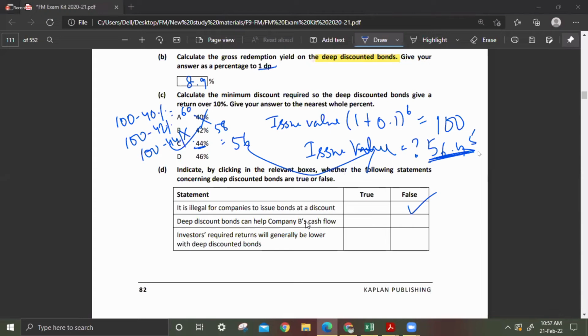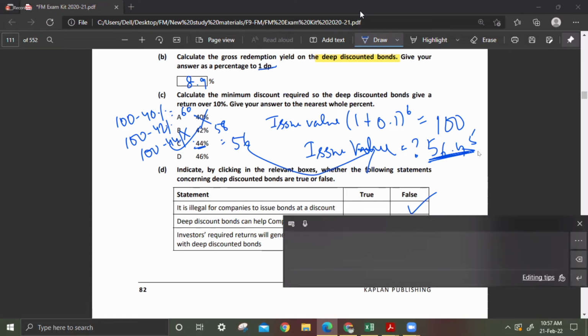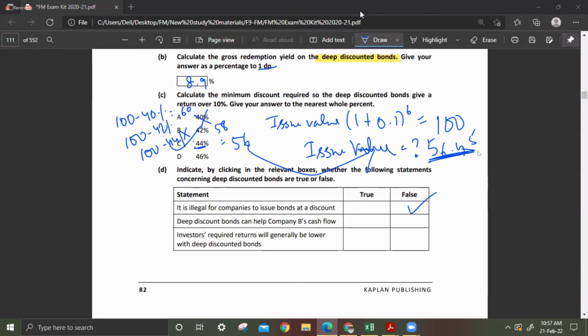The statement is true. Why? Because there's no commitment that we have to pay interest every time. In case of a normal bond or a debt, we have to pay interest every now and then. But here that commitment is not there. Why? Because only at the time of redemption we have to pay. It is issued at a discount and then finally it is redeemed at par. So the difference is this one. So it's not affecting the company's cash flow.